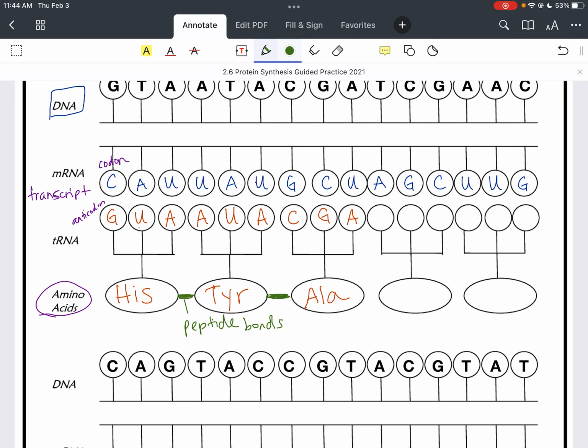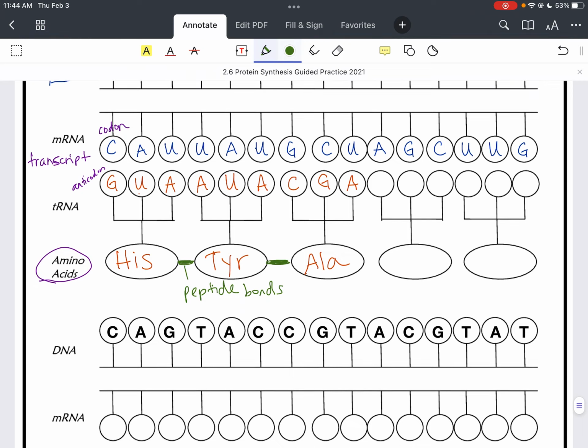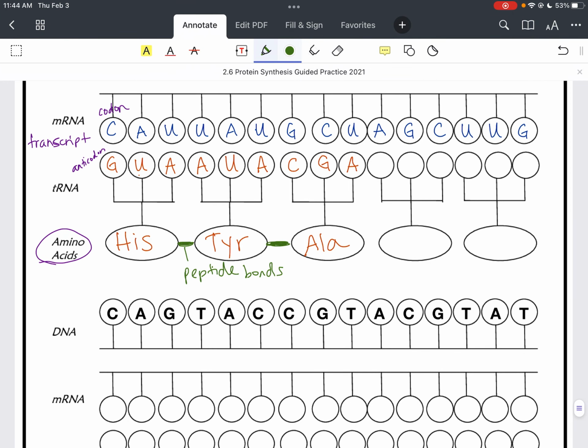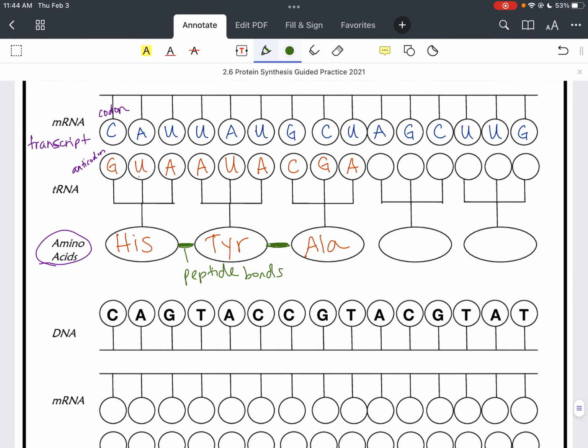Okay, so hopefully that helped you understand the basics. You will have to do this on the quiz and the test, so just make sure you're comfortable going through and matching up the amino acids with the mRNA.